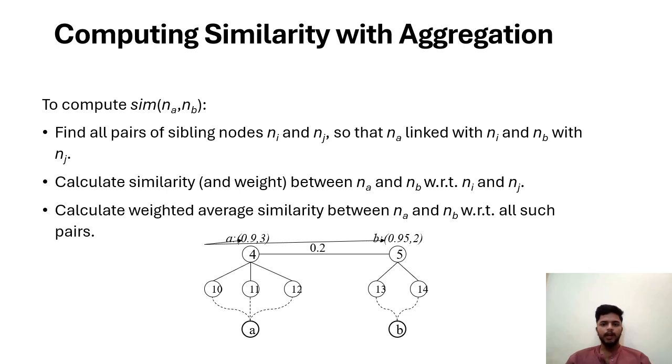Computing similarity with aggregation. To compute the similarity of Na and Nb, we have to find all pairs of sibling nodes Ni and Nj so that Na will be linked with Ni and Nb with Nj. Then calculate similarity and weight between Na and Nb with respect to Ni and Nj. Then calculate the weighted average similarity between Na and Nb with respect to all such pairs.